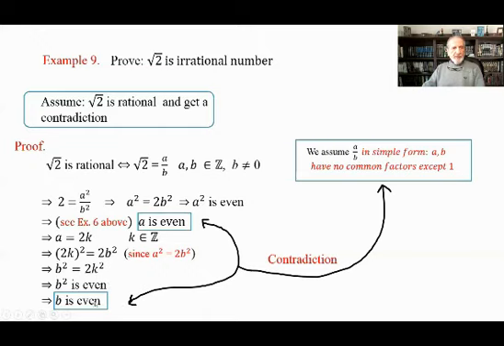So now look at that. b is even and a is even. This is in contradiction with this, because we assumed that a over b is in simple form. And that's why we got this contradiction, because we assumed square root of 2 is rational. Then square root of 2 must be irrational.